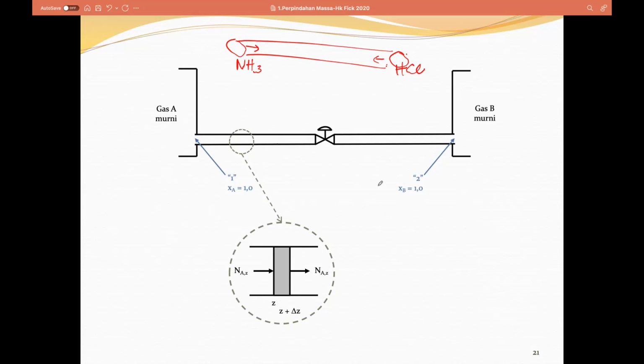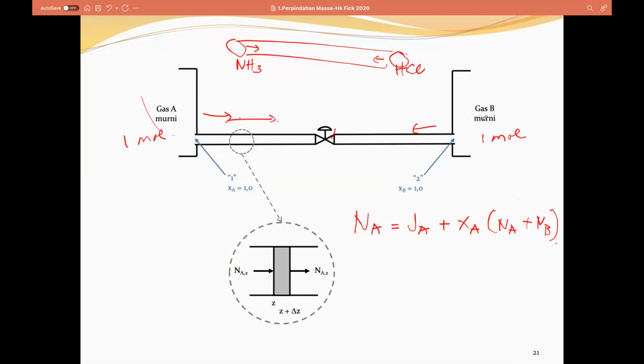Now if you think about it again, I'll rewrite the formula. If we open the valve, the gas will move, with this one being 1 mole and this also 1 mole. It will move that way, and that one will move that way. So what do you think? Do you have a correlation between NA and NB? The A would be in that direction, and the B, of course, will flow in that direction, right? Isn't it?